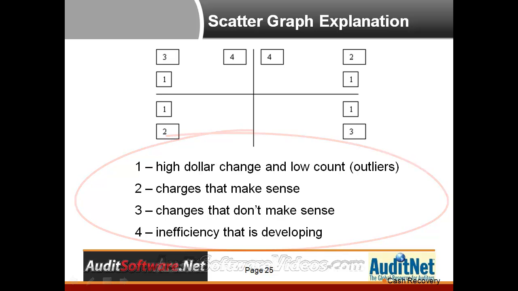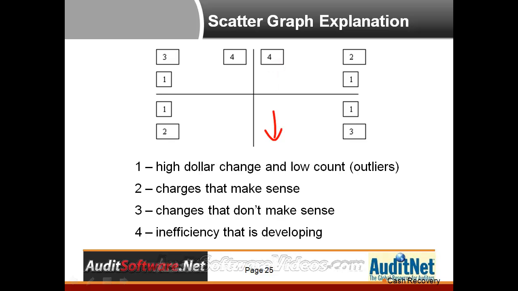We have ones that are listed as high dollar change with low count, and that is a very strange outlier that would happen. It's like a one-time adjustment. Number 2s are actually, they make a lot of sense because they are at the high and low end, yet they are relative. So as things go up in volume, so do value. Things go down in volume, so do value, and that makes sense.